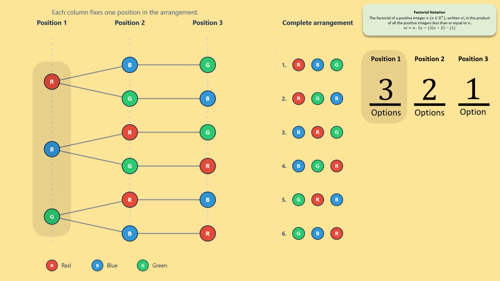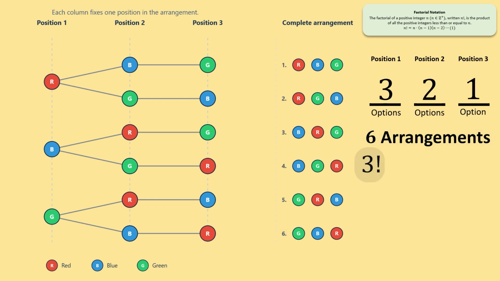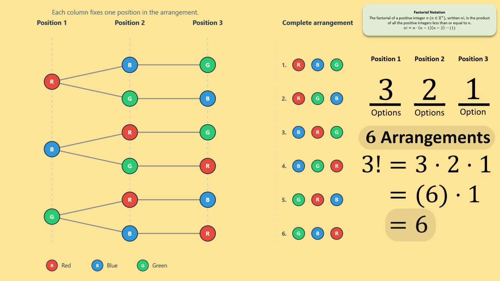So we had 3 choices for our first position, 2 choices for our second position, and 1 choice for our final position. The product of 3 times 2 times 1 is equal to 6. By multiplying the choices that we have for each position together, we get the total potential arrangements we can make of the unique set of 3 balls. Another way we could write this is just 3 factorial, 3 times 2 times 1, which is equal to 6.